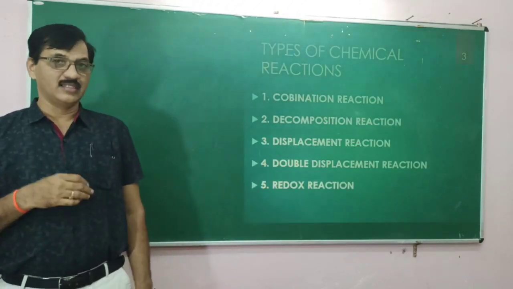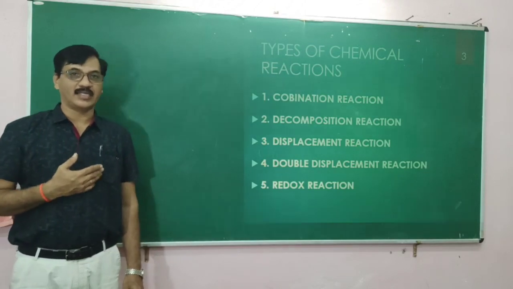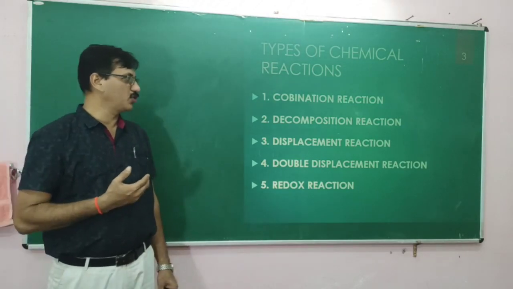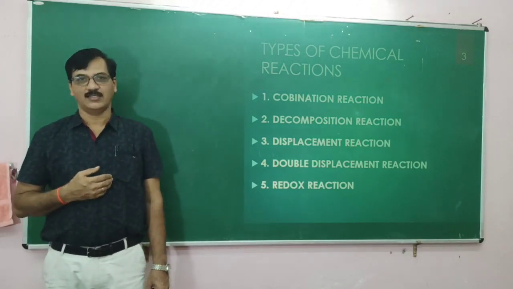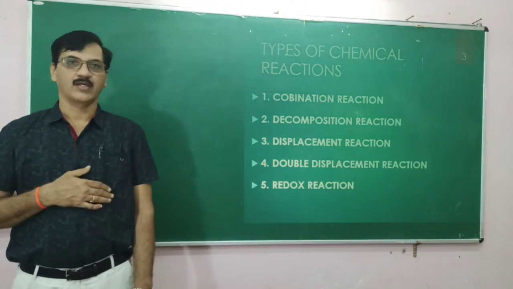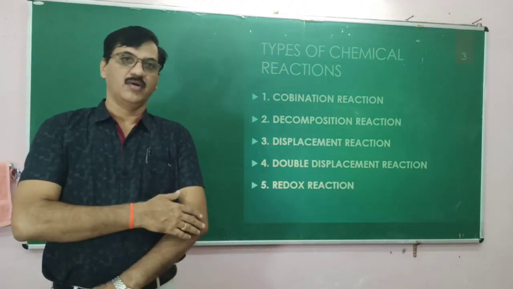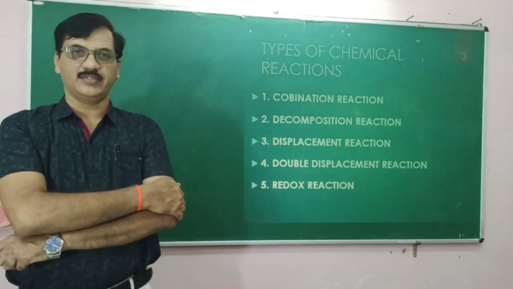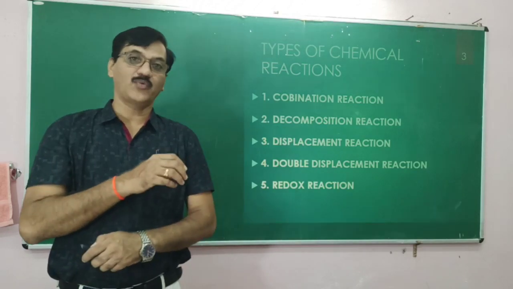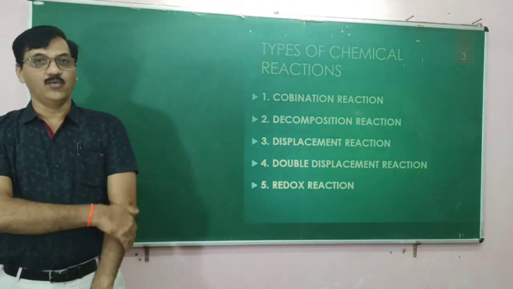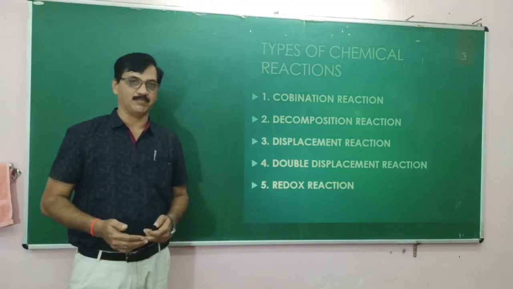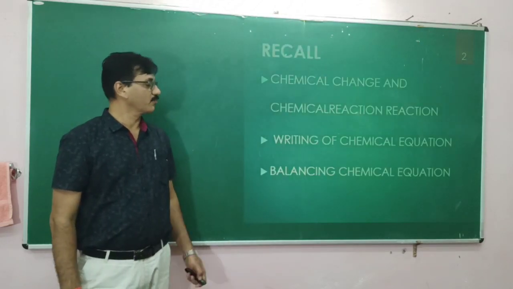Now, in today's topic, we are going to discuss the types of chemical reactions, and they are combination reactions, decomposition reactions, displacement reactions, double displacement reactions, and redox reactions. What are these? The reactions are basically the formation of new bonds and breaking of the bonds which were present earlier. Now, is it possible to have different kinds of mechanism? Let us see in these cases.